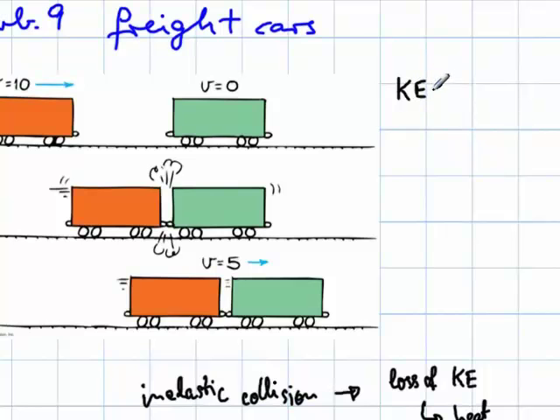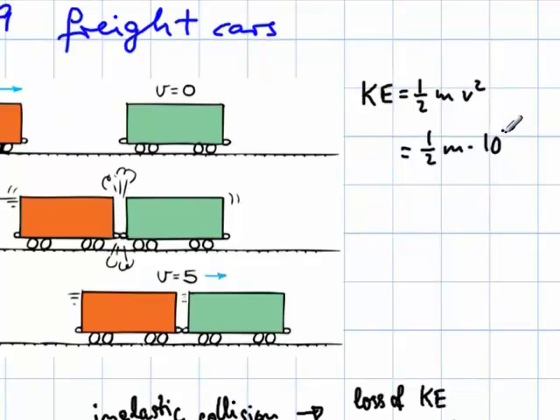Kinetic energy equals 1/2 mass times velocity squared, and then that's 1/2 times mass times 10 squared. So that would be whatever the mass is, as I said. 1/2 times 100 is 50 times the mass. Versus when the two have collided, we have kinetic energy equals 1/2 the mass times velocity squared, which in this case is 5 squared.